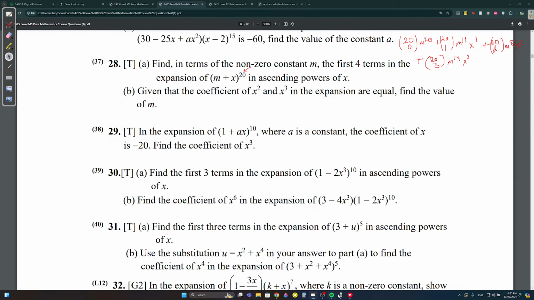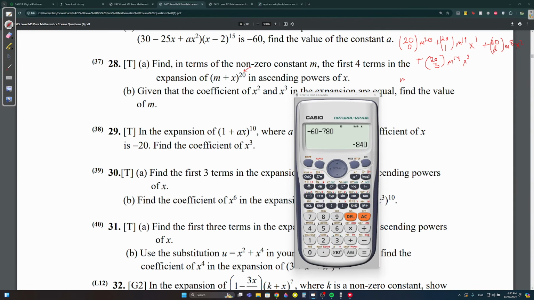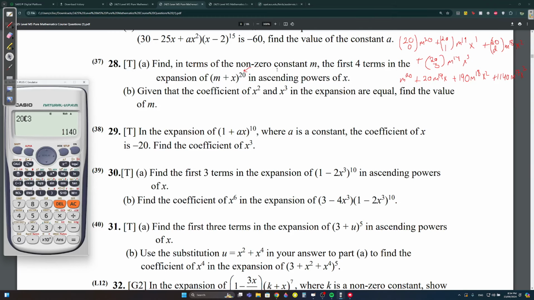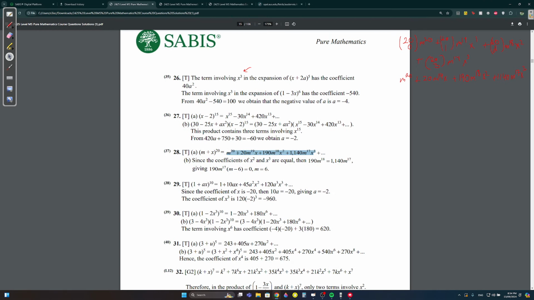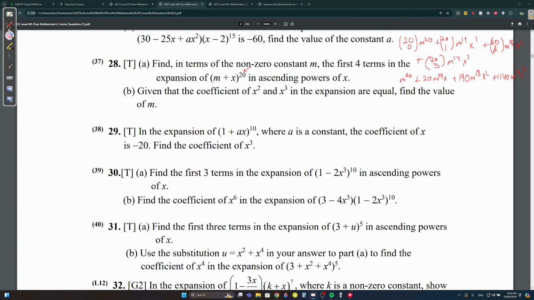Okay, let's see what these c's are here. 20c0 will be 1. This is going to be m to the power of 20. This is going to be 20m to the power of 19 x. Let's see how much 20c2 is: 190 m to the power of 18 x squared. Okay, how about 20c3: 1140 m^17 x to the power of 3. They want the first four terms, and we got the first four terms. Let's just double check this. m^20 plus 20m^19 x plus 190m^18 x squared plus 1140m^17 x cubed.